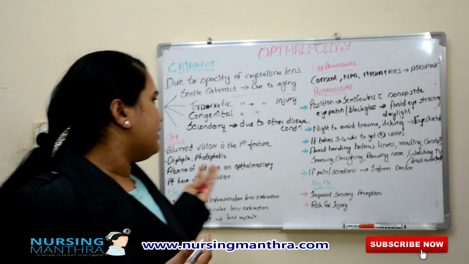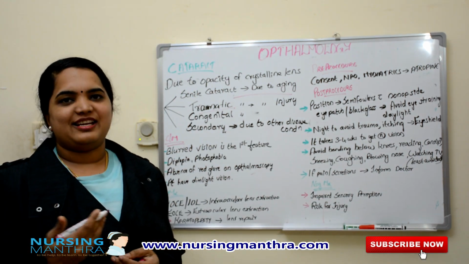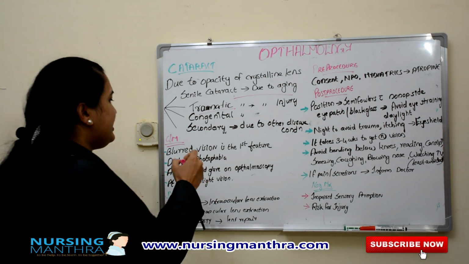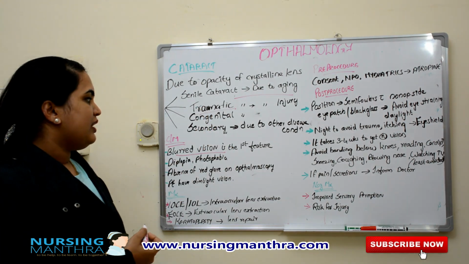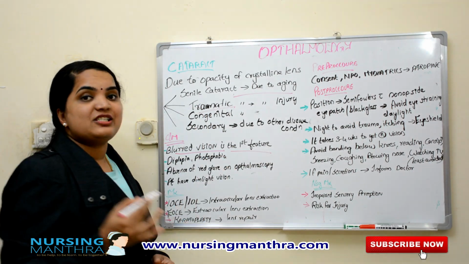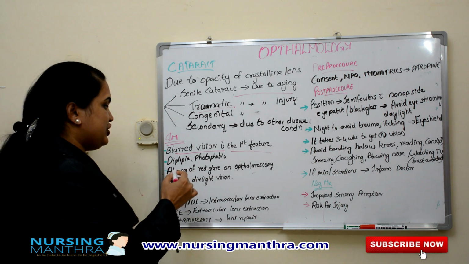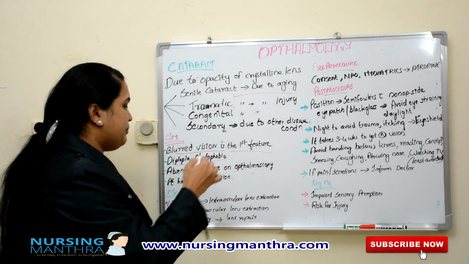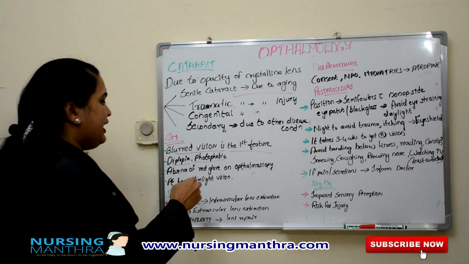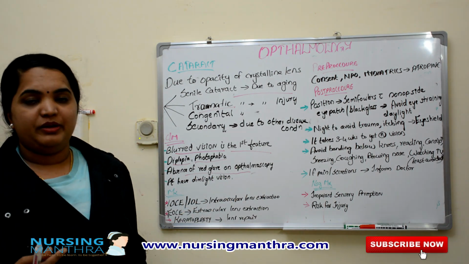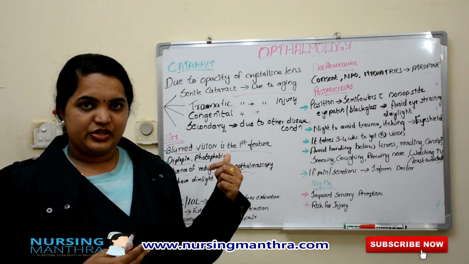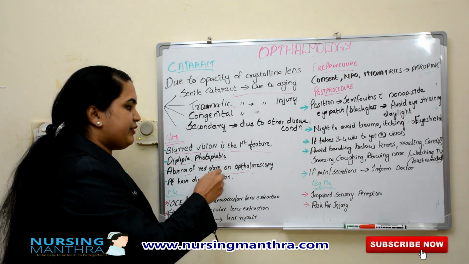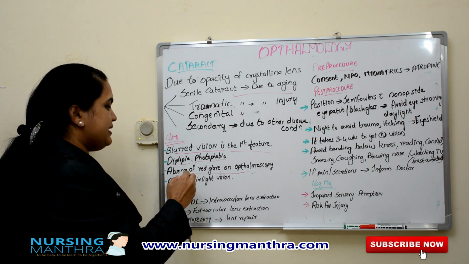And we can see what the clinical features of this cataract are. We all know that blurred vision is the main important clinical feature, and it is the first feature. What is the first feature for cataract? That is blurred vision. Then diplopia or double vision, and then photophobia, sensitivity towards the light, and absence of red glare on ophthalmoscopy. Previously we told in the glaucoma section, that is fundoscopy, that absence of red glare on ophthalmoscopy means it is cataract.